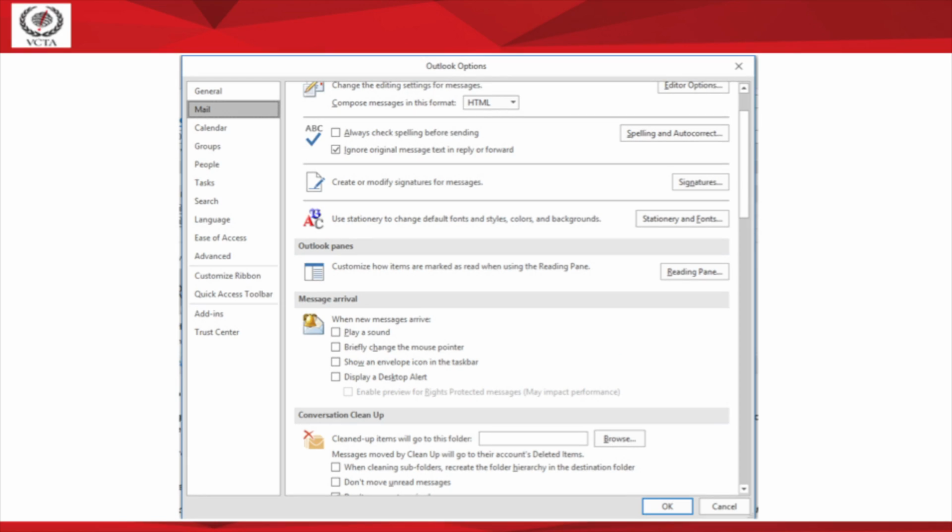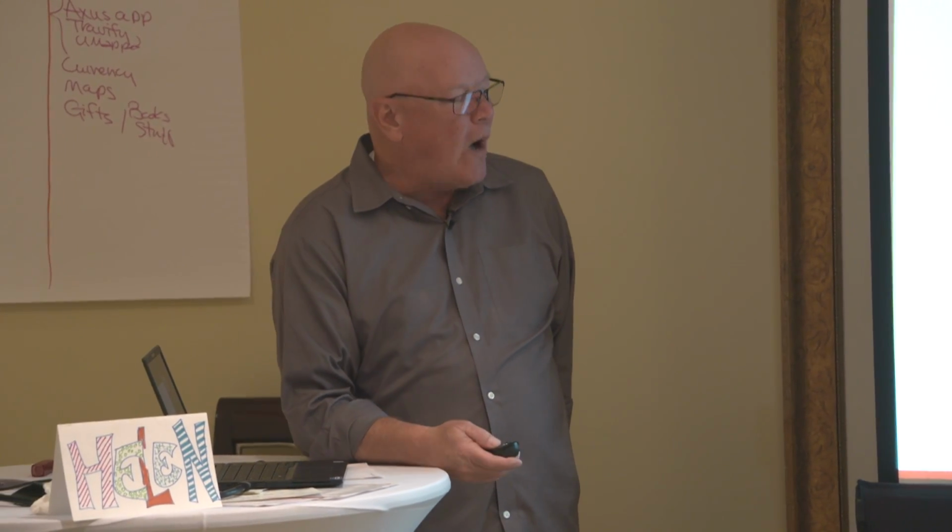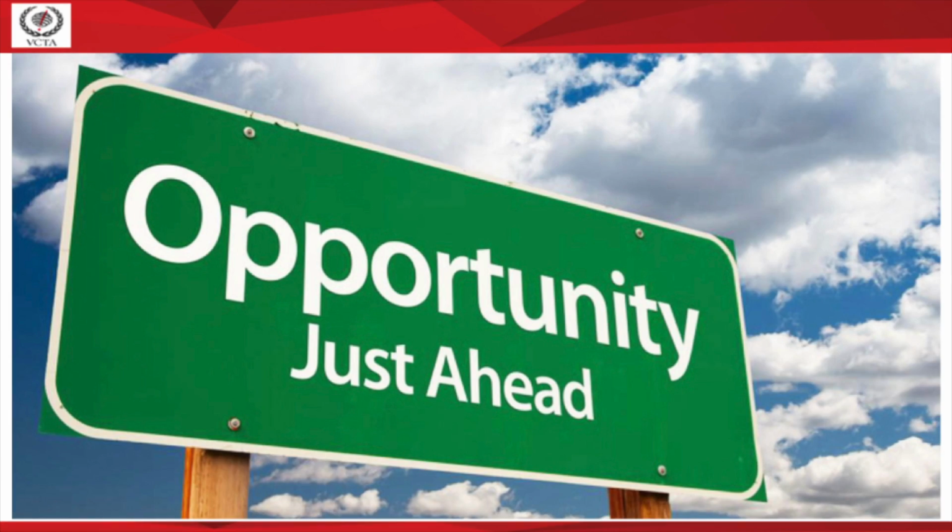Play a sound, briefly change the pointer, show an envelope, display a desktop alert. Get rid of all those check marks so that in Outlook you don't have to be bombarded with that information. Why do we want to do all of this? So that we can manage our time, stay on our tasks, and not avoid opportunities, because we want to allow ourselves the ability to have time for people that may stop in.